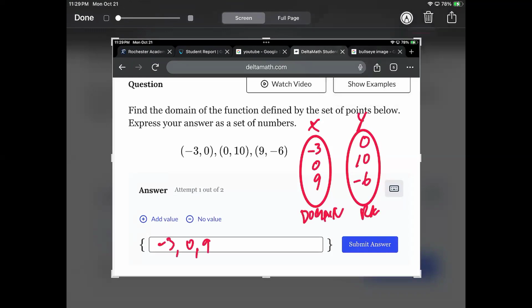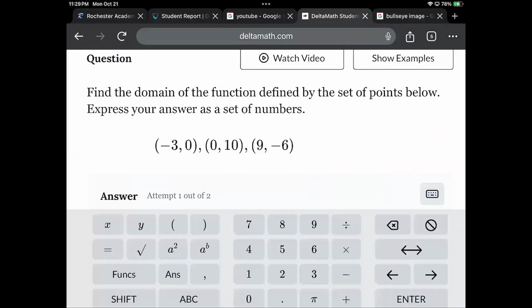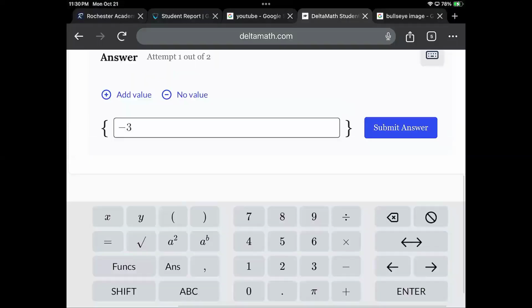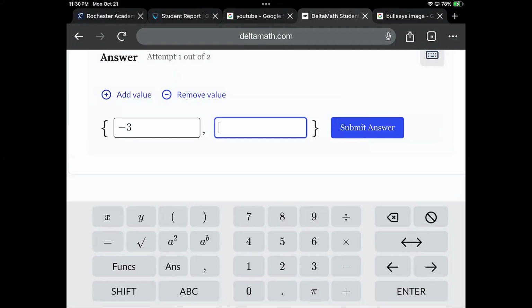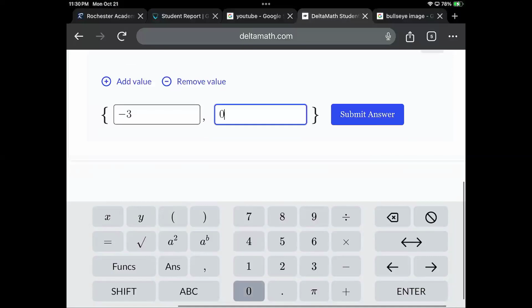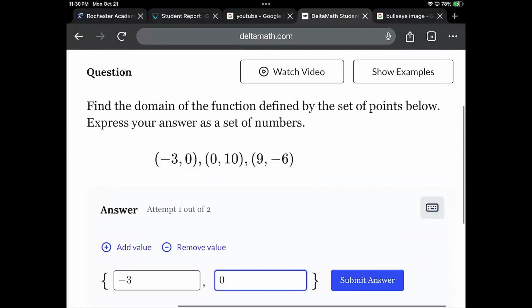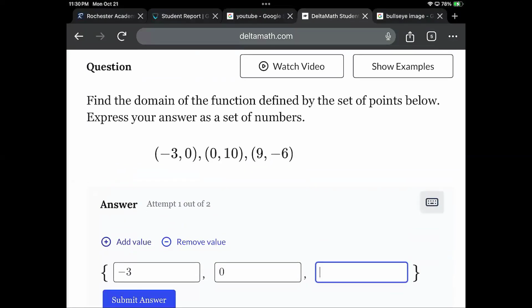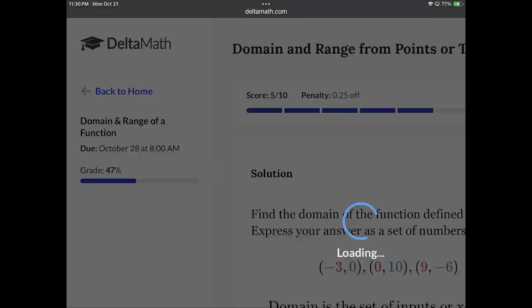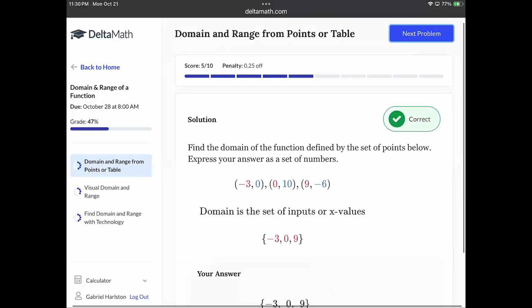So let's do that. All right, so we're going to go -3. Let's see, how do they want us to do it? Okay, -3, add a value, and then what was it? It was 0, and then let's add one more. This is going to be 9, so let's put a 9 there, and then let's submit this. All right, so there you go. That was right.